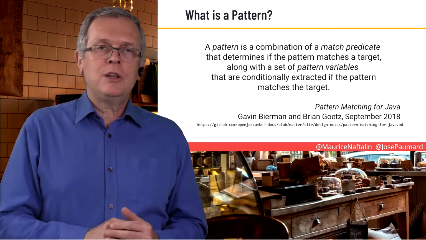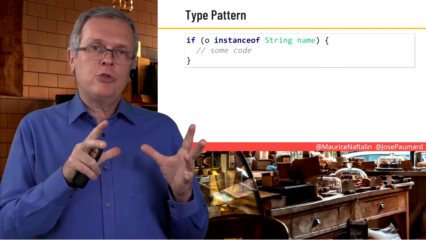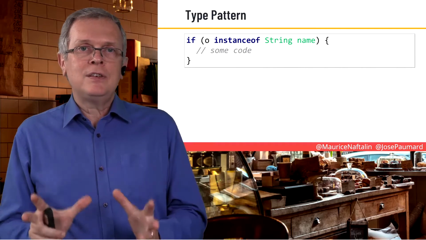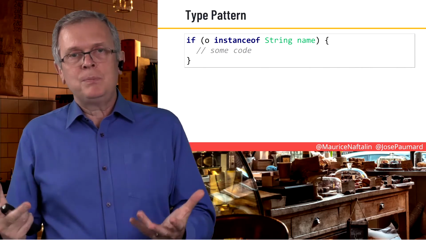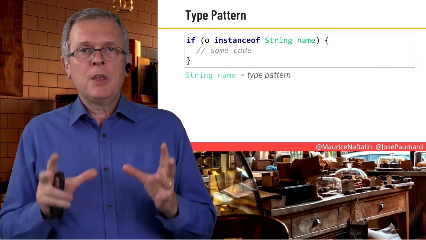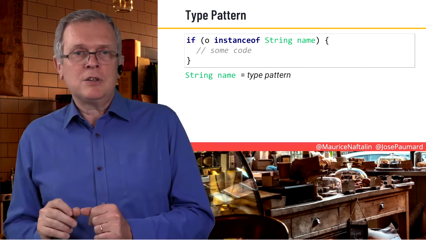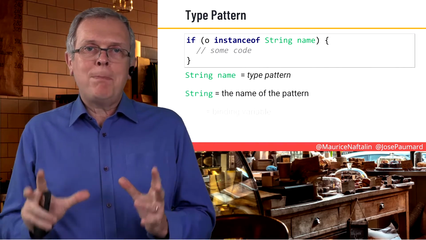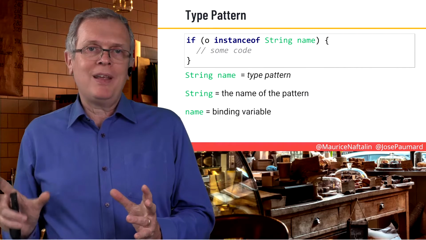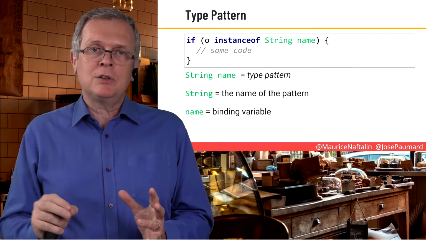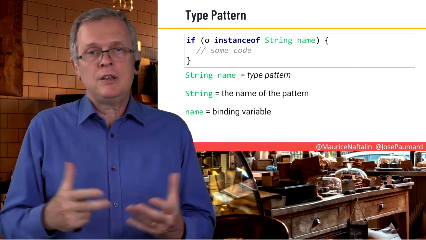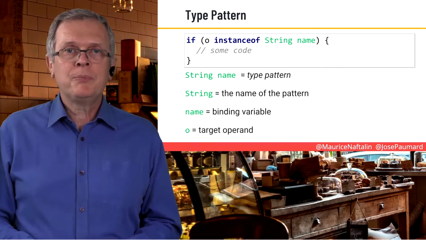So if we go back to the previous example, here we have String name, and this is the type pattern defined on a type. String is the name of the pattern. Name is the pattern binding variable that is created if the pattern is matched. And o is, of course, the target operand.